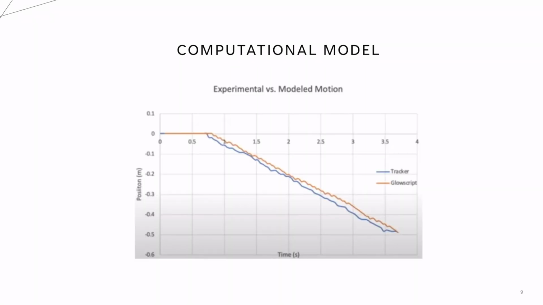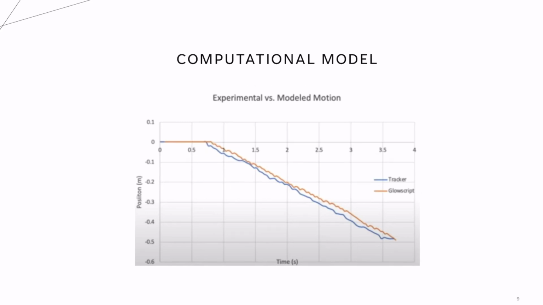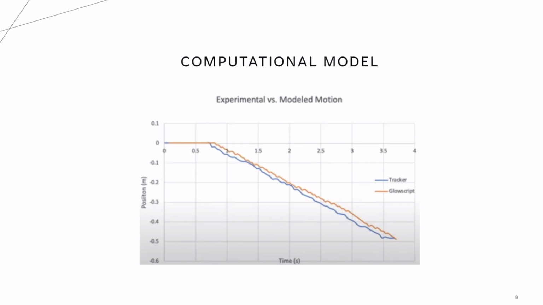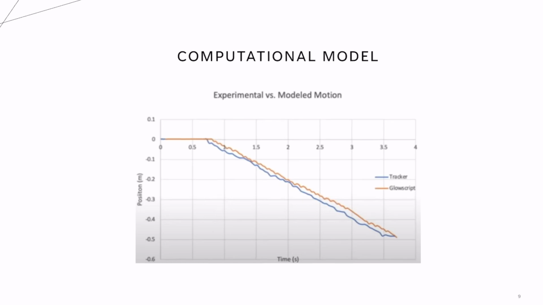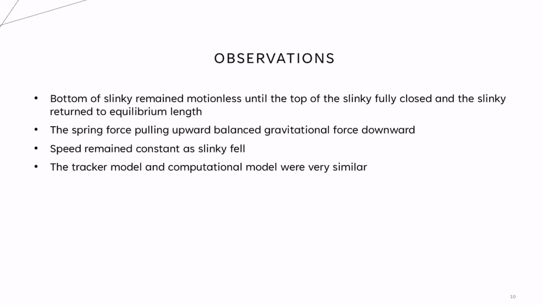And then here's a comparison of the model generated by the tracker data, and the one I made in GlowScript using my computational model. The blue is the observed motion, and the orange is the theoretical computational motion. As you can see in the previous slide, the computational model and the experimental were very similar.